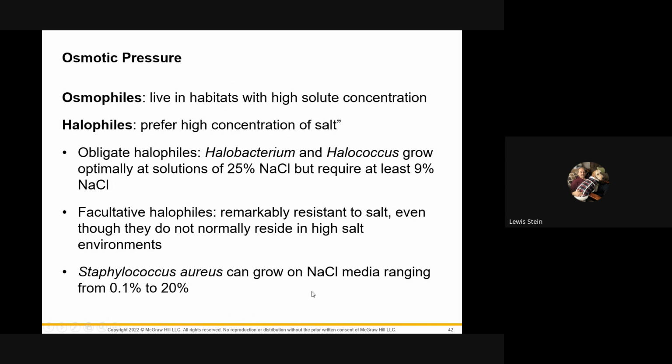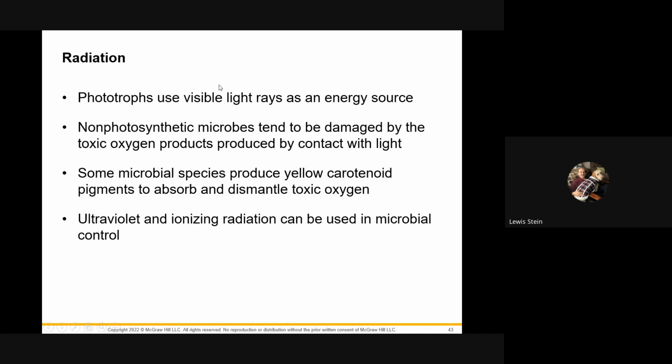So you're going to see in the lab you're going to use MSA a lot. You're going to see a red agar and you're going to look for it to turn yellow. I'm not so worried about the radiation aspect of it. It's not something we utilize typically. We will talk more about radiation in the next chapter, which is methods of control. We use a lot of ultraviolet and we use a lot of ionizing radiation.